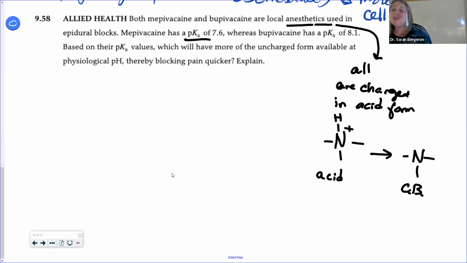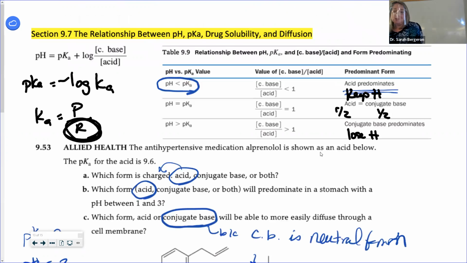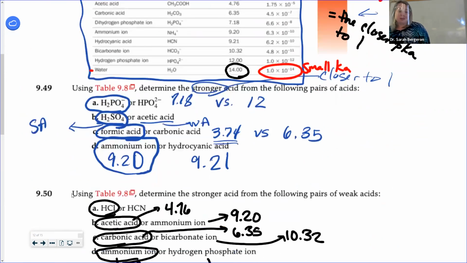So what do you need to do to get to the neutral form? Lose the hydrogen. When do we lose the hydrogen? When your pH, what do I have to go back a slide? We lose it when your pH is greater than the pKa. So the closer your pKa value is to physiological pH, the more it's going to do.